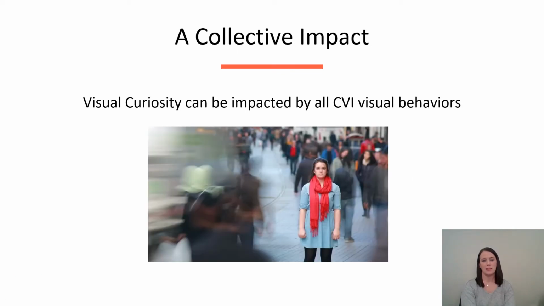When we look at visual curiosity, we're really thinking about the collective impact that all CVI visual behaviors have on access to information. So this could be impacted by motion in the environment. Is there too much motion? It could be impacted by noise, if there's too much commotion, especially in an unfamiliar environment. It could be impacted by the distance that information is presented at. It could be impacted by access to people as far as facial recognition or the ability to interpret body language or facial expressions. There are so many different areas that a child can be impacted in, and we have to consider all of them when we're thinking about how we're going to provide or evaluate access to information.